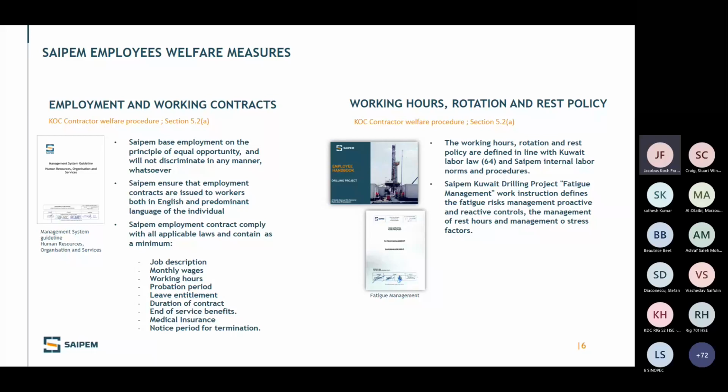Employment and working contracts. SAIPAM bases employment on the principle of equal opportunity and will not discriminate in any manner whatsoever. SAIPAM ensures that employment contracts are issued to workers both in English and in the prominent language of the individual.